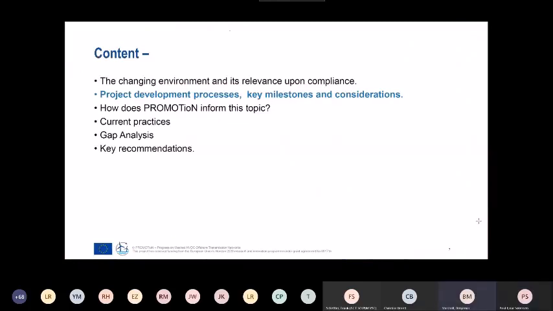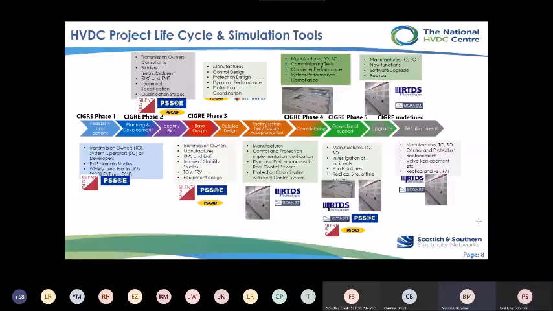So I'll just go through the project development side. Conscious of time, I'll speed up a bit. So if we talk about project life cycle, this is a typical life cycle for a HVDC device. It starts out with outline RMS analysis, informing the overall requirements. And then as you move into detailed design, increasingly a level of EMT analysis is conducted, often offline, often using programs like PSCAD, for example, or EMT-RV.